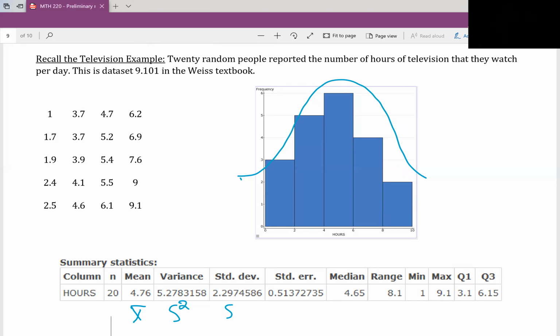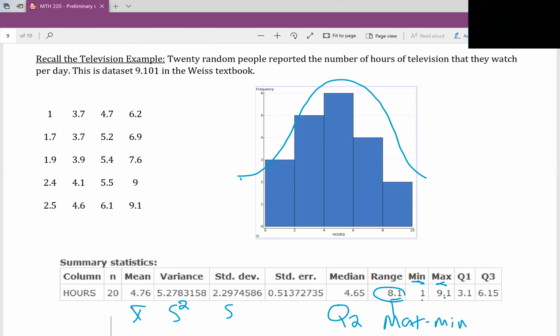Standard error, we haven't really talked about too much yet. The sample median is going to be our second quartile, commonly called Q2. Range is going to be our maximum minus the minimum. Looking at this data set, if I take 9.1 and subtract 1, I get my range of 8.1.